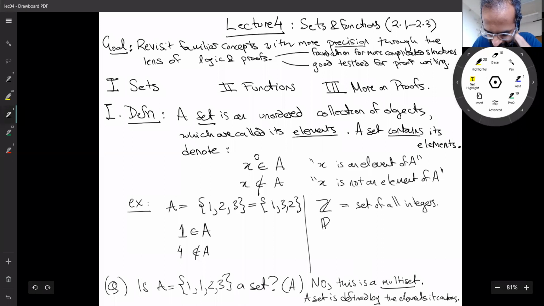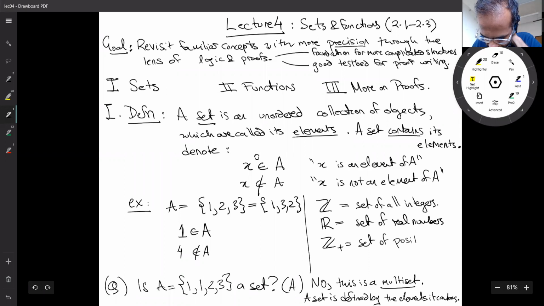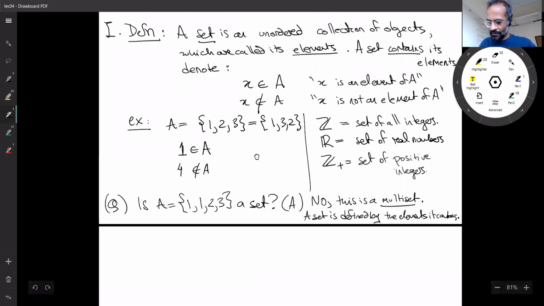Some other sets are the set of real numbers. Sometimes we use Z plus, the set of positive integers. And we'll see a few more as we go on.